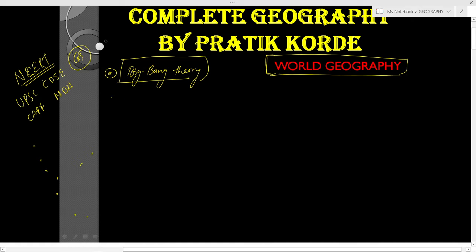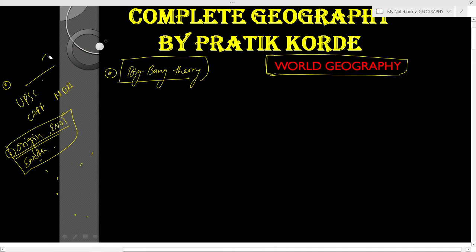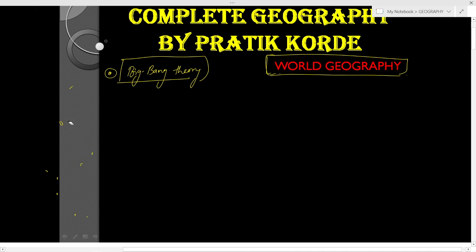So now we have to understand that the first chapter that we are going to start is Origin and Evolution of Earth. As far as our NCERT and its index is concerned, we are going to do Origin and Evolution of Earth. Once you complete this chapter, you'll understand that the topics that you have highlighted are already being covered here. So we'll start with the first topic given in the book, and that is the Big Bang Theory.